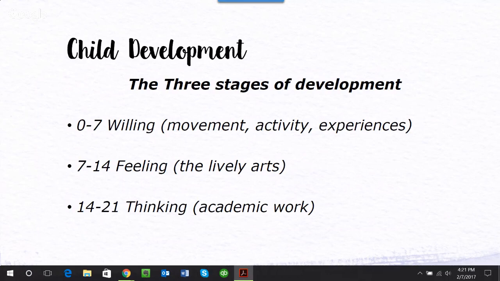So the second cycle of 7 years is the elementary years that most of us are thinking about when we're talking about homeschooling. And these are the years when we want to feed our children with art, is what Steiner said. So the lively arts, I'm going to get into more specifically in a little bit, but this is how we bring the lessons to our children. And then the years of 14 to 21 are the thinking years, and this is when real, true academic work is most appropriate.